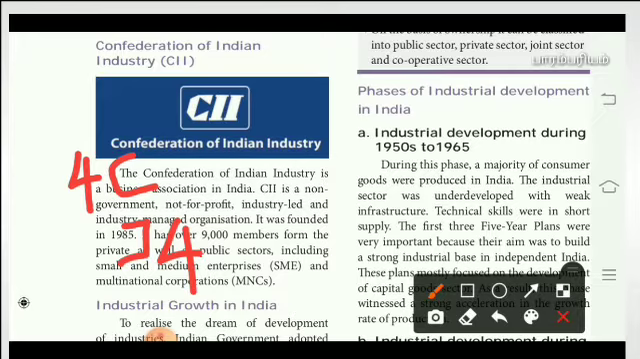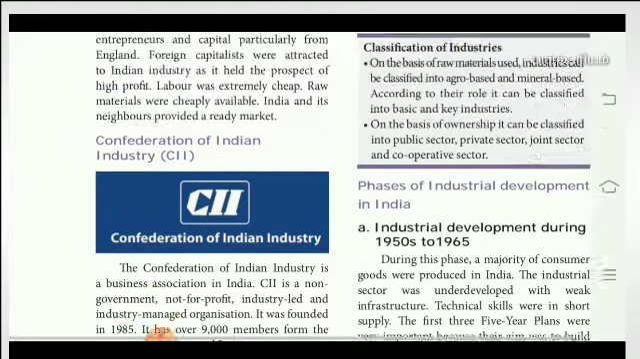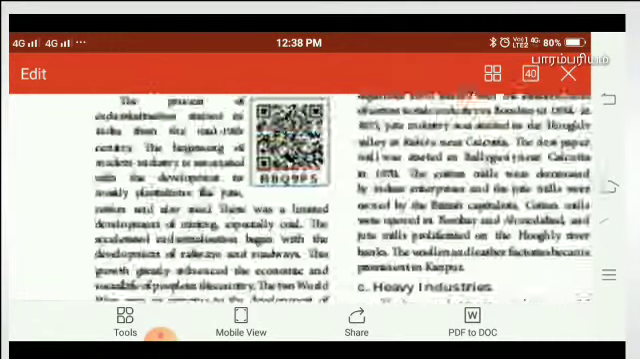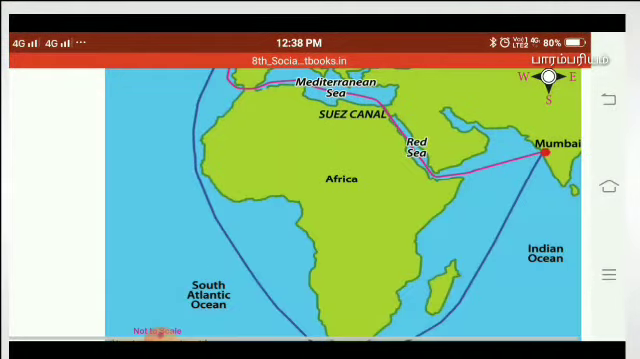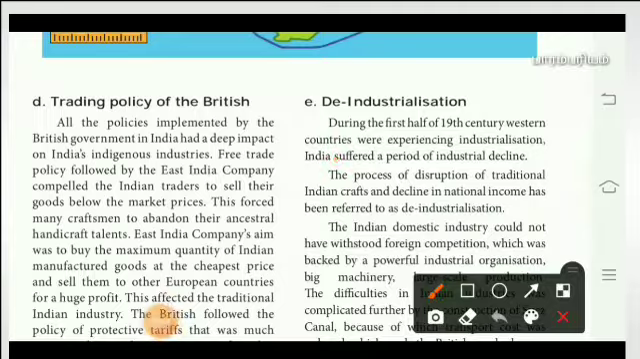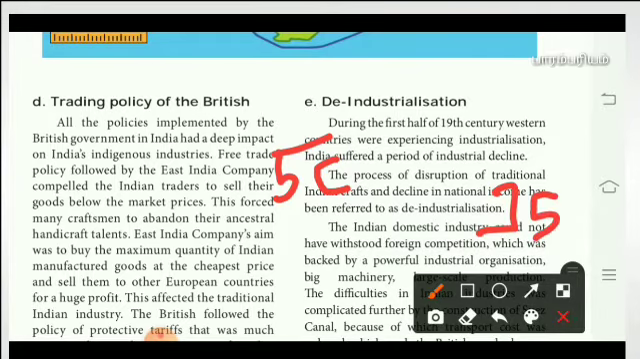Next, we pass on to the fifth one. What is deindustrialization? Fifth one, take the page number 60. See, on the right side, there is a paragraph, deindustrialization. In that, you just mark the process of disruption of traditional Indian crafts and decline in national income has been referred to as deindustrialization. Up to this, you can mark as the fifth one.